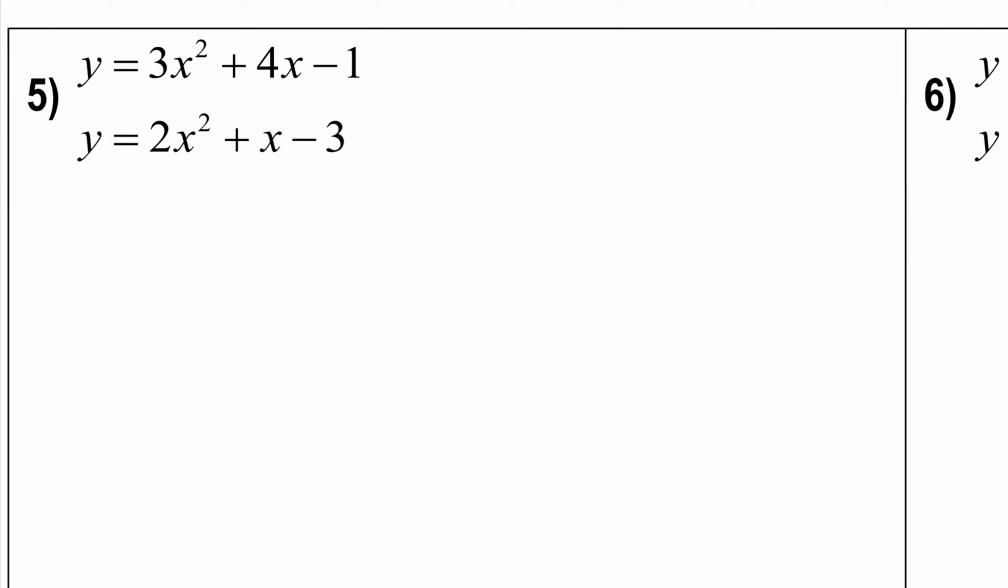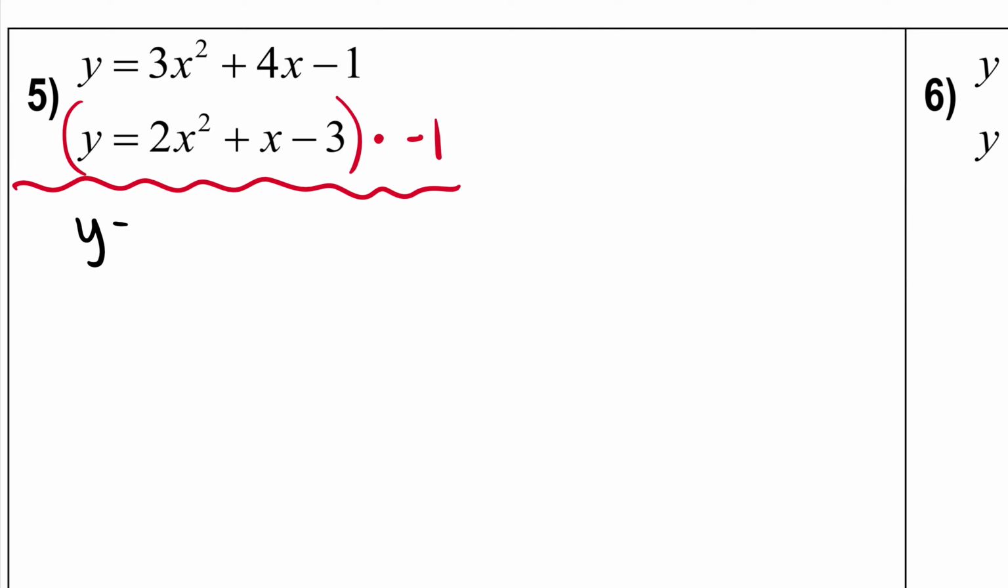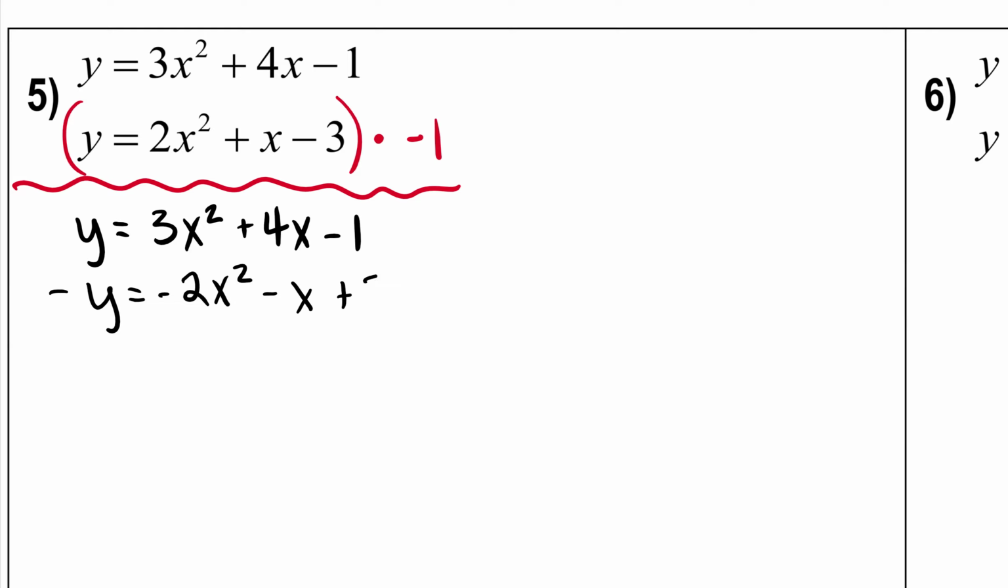So I'm going to go ahead and take this whole thing, and really what I'm doing is I'm multiplying by -1 for each number. But the short explanation is I'm just changing the signs of everything in the second equation. So when I write this, the first one did not change. So I write the first equation just the same. And the second one, I would have -y. 2x squared is minus 2x squared. Plus x is minus x, and minus 3 is now plus 3.